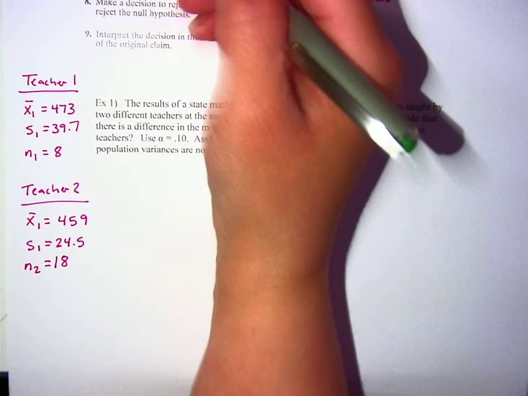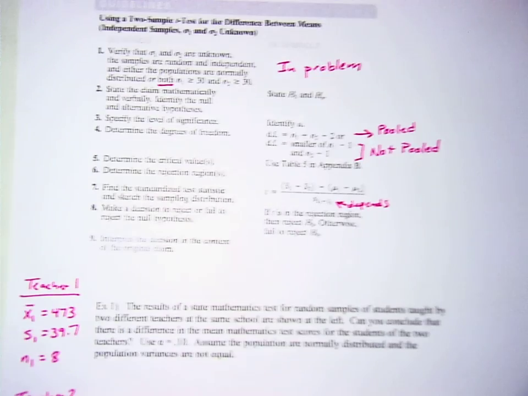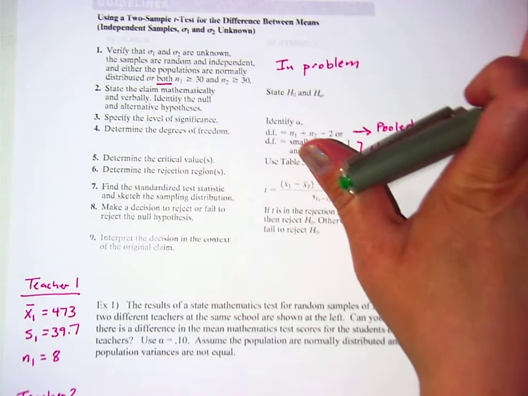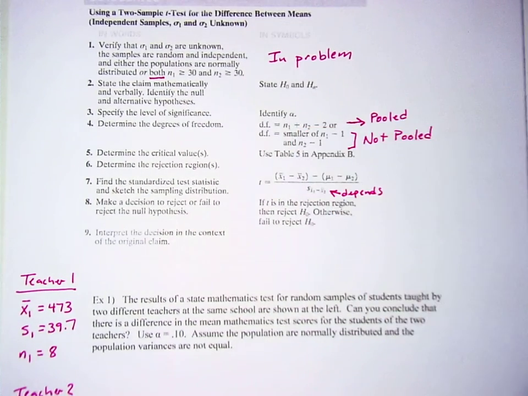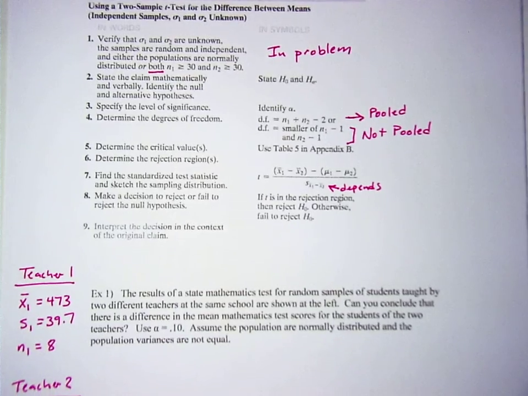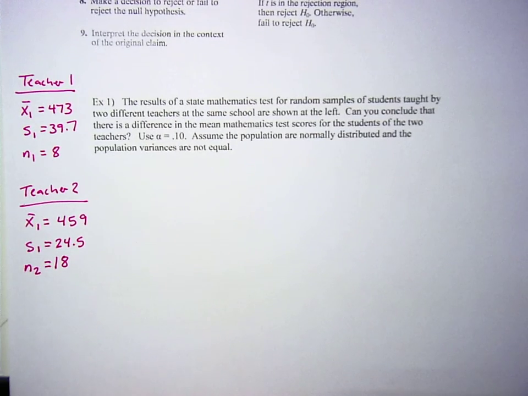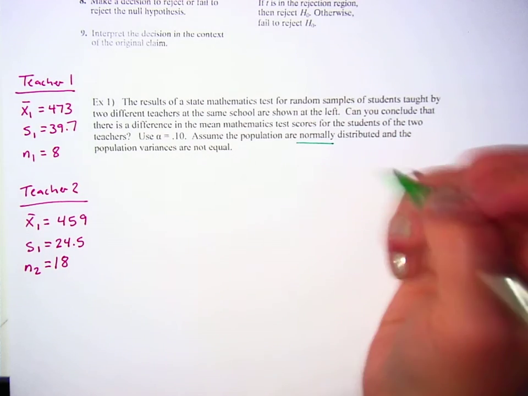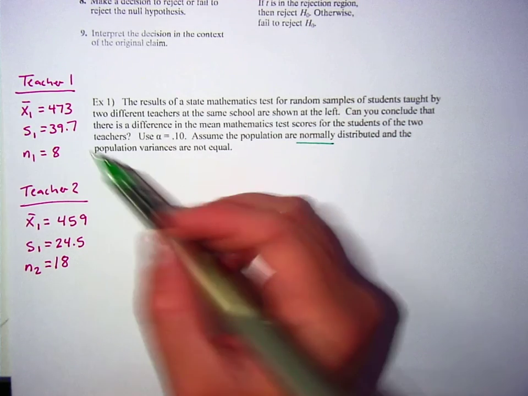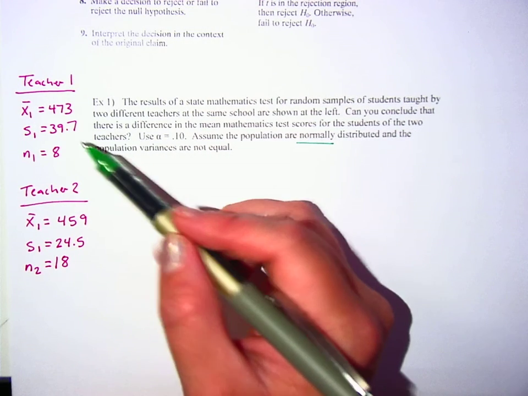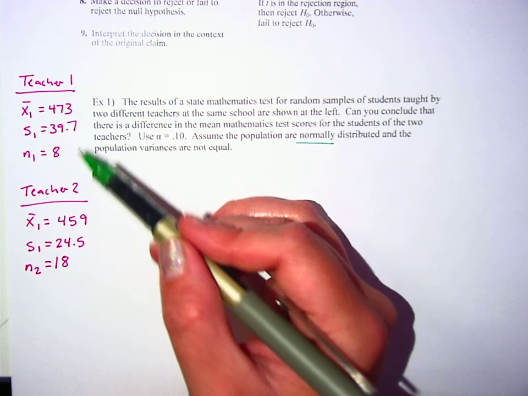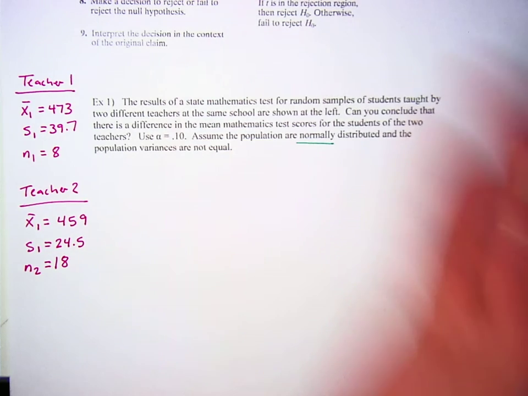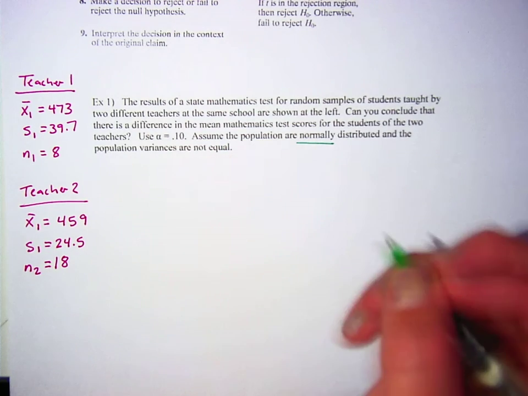Alright, so we're going to go back to the steps up here. Step 1, verify that they're unknown and that it's normal and or both are bigger than 30. Okay, so definitely n's aren't bigger than 30 on this one, but it does say that it's normal, so we're good to go. I also know that it's S, not sigma, because it says right there, S, it's just a sample. There's no sigmas in the problem. Alright, sounds good.